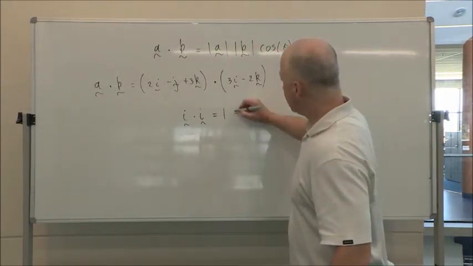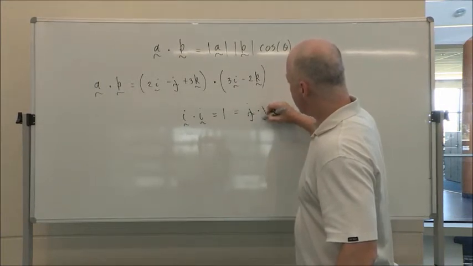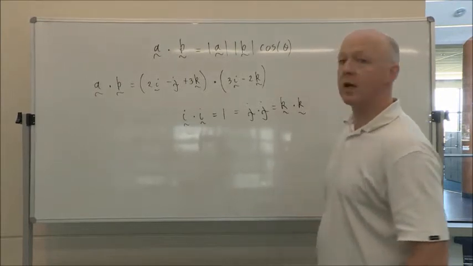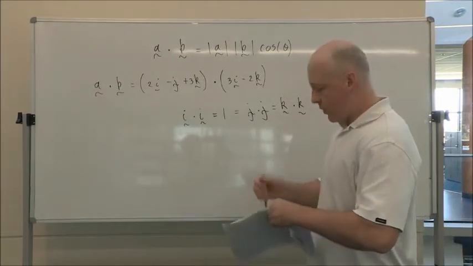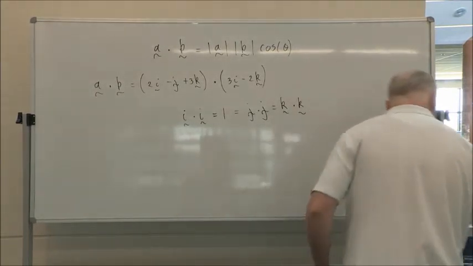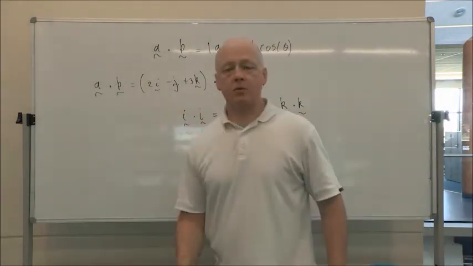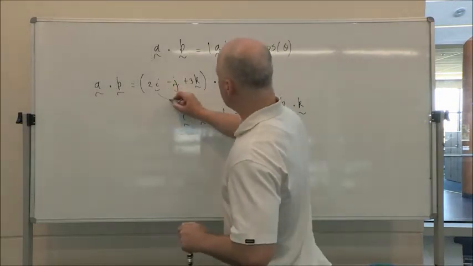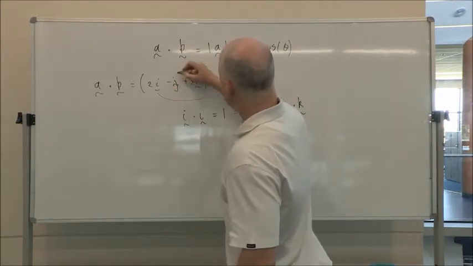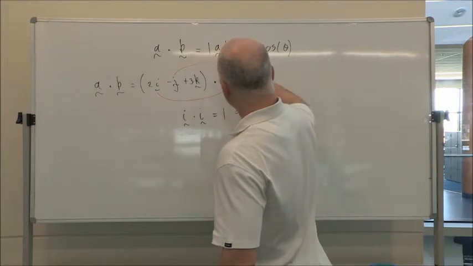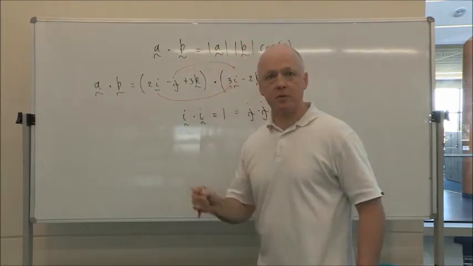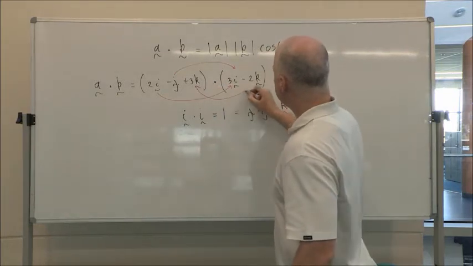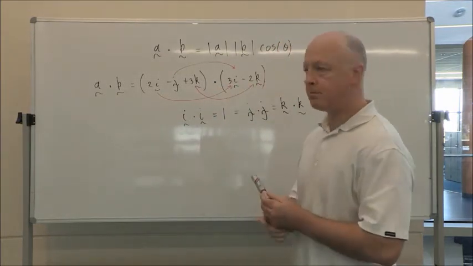It's not hard to see that this will be the same as j dotted with j, and the same as k dotted with k. So when we're trying to work out this dot product, we don't actually have to expand everything out. All we're interested in is where i's are dotting with i's, where j's are dotting with j's, and where k's are dotting with k's. There doesn't seem to be any j in this one, which is handy.